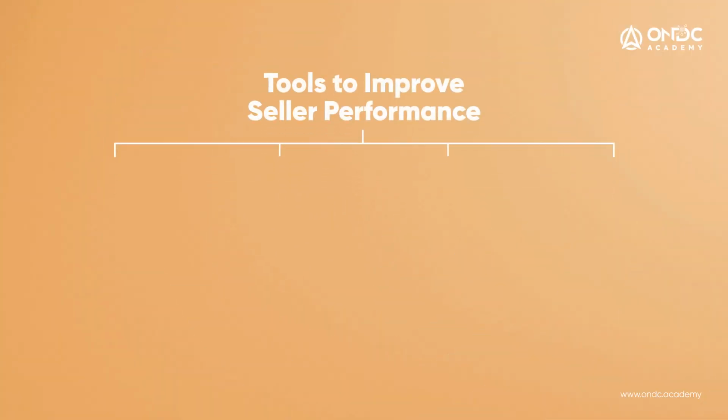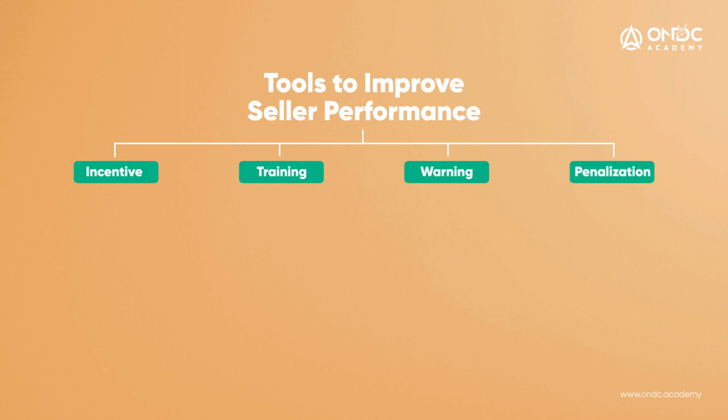With that, we've covered the different criteria for engagement frequency with sellers. And now we'll move on to the tools you can use to drive onboarded sellers to perform at their best. You can apply the following techniques to achieve this: incentives, training, warning, and penalization.